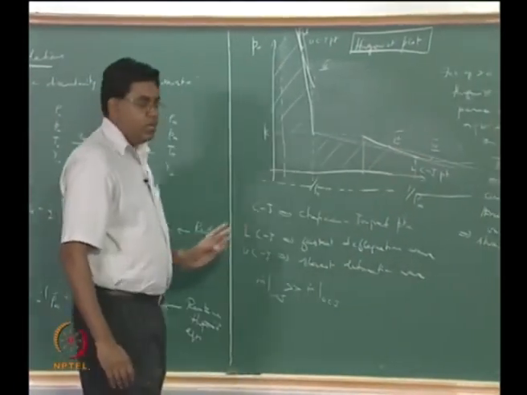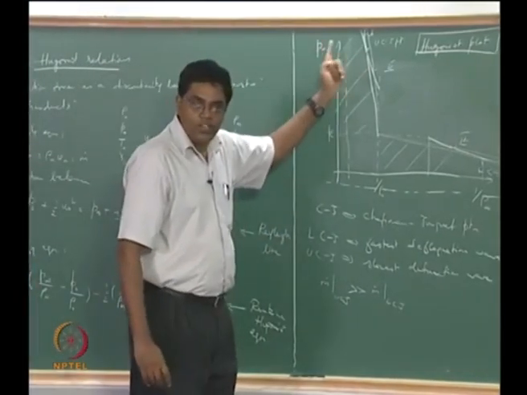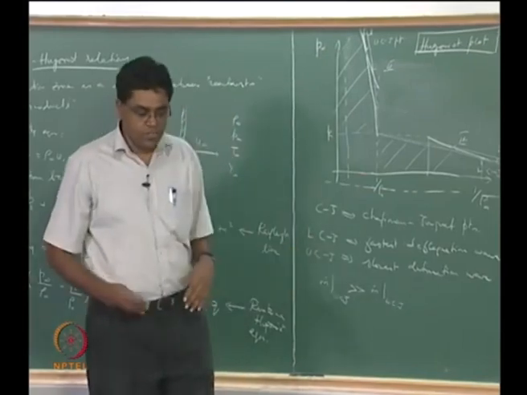But before we do that, let's go back and just write out the properties of the Hugoniot curve, where they intersect, what the asymptotes are and all those things in the next class.